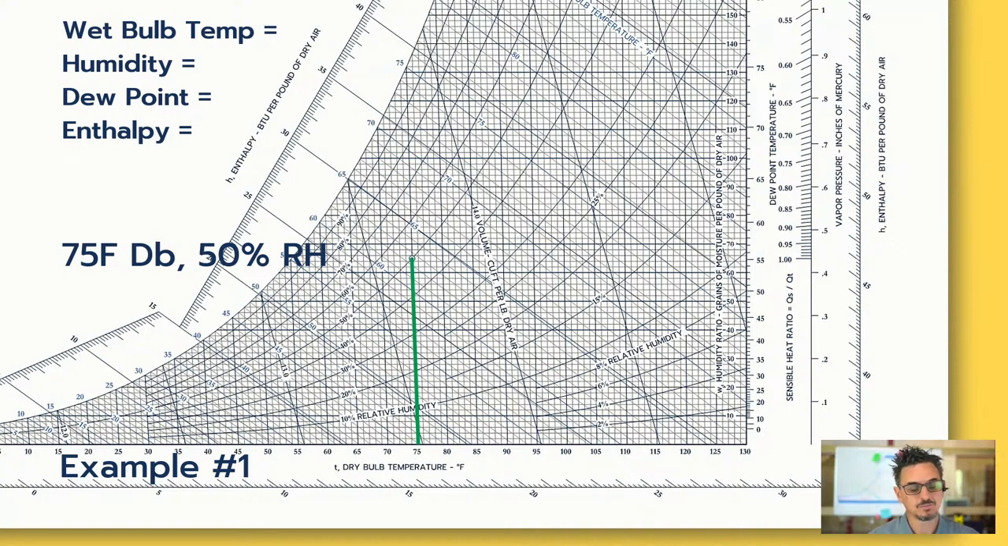And where is 50% RH? I still have my pen tool, so I'm going to circle it here. So 50% RH is right here, and 75 dry is right here.